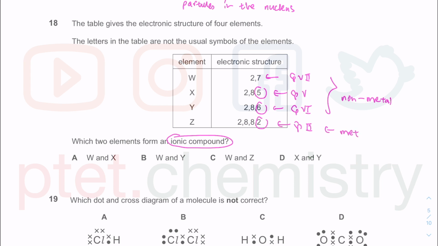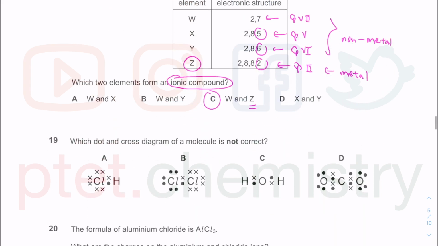So if we want an ionic compound, we want between a metal and a non-metal. So we're looking for group 2, which is Z. So Z can partner with any of them and it will be correct. There's only one option there where Z is a metal. Any of its partners which is non-metal will form an ionic compound with Z.